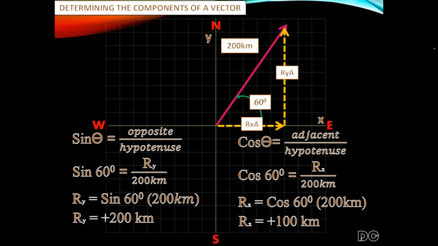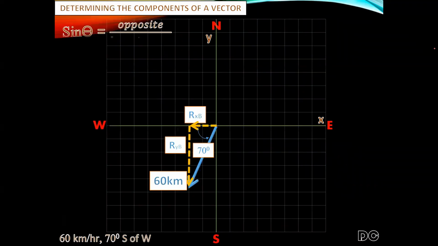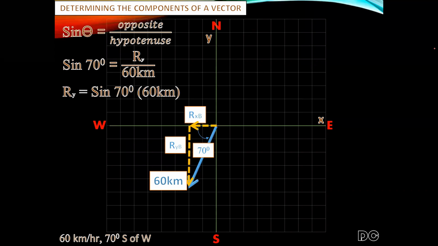Next is for the second vector. Since the sine is the y component, r sub y is equal to sine 70 degree times 60 kilometers. So r sub y is equal to negative 60 kilometer. Negative because y on the third quadrant is negative.